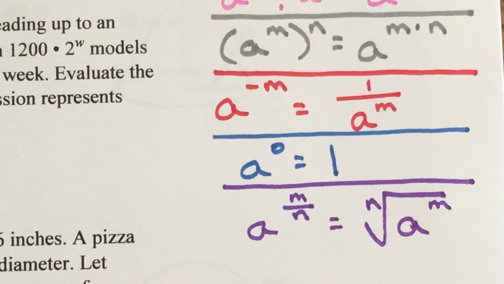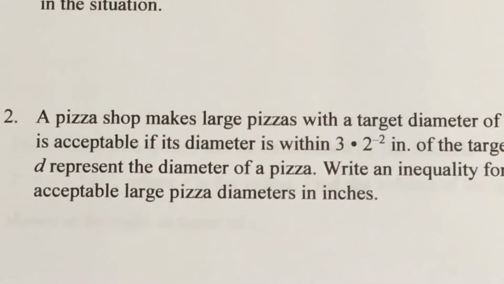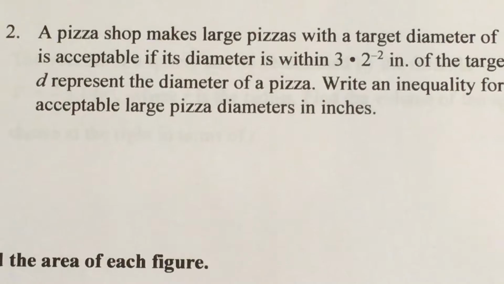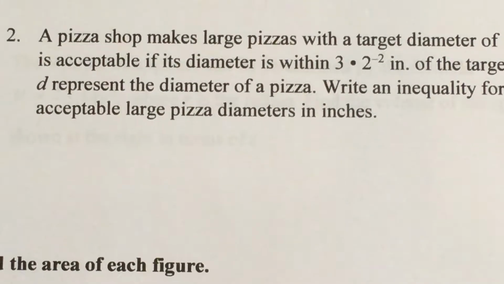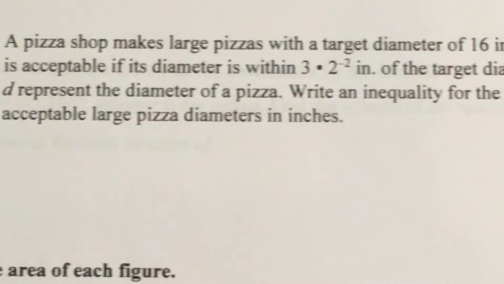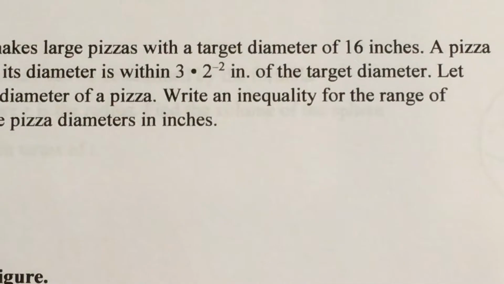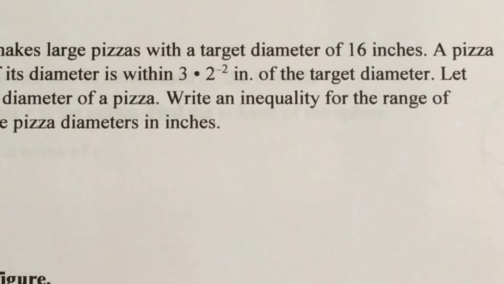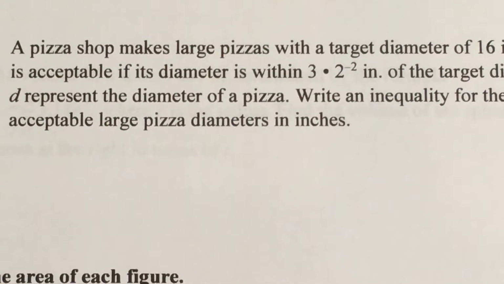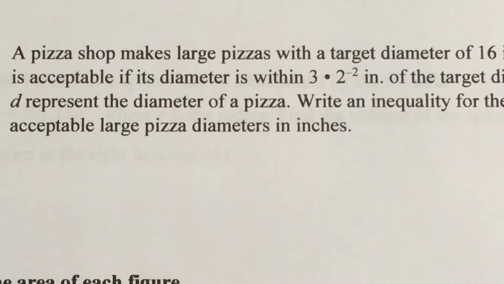Let's actually start on number 2. You will get to do number 1 on your own. I thought you would like it if we did number 2. So a pizza shop makes large pizzas with a target diameter of 16 inches. That's a good sized pizza. A pizza is acceptable. So I guess they're making these by hand, like you see in the movies where they throw the dough up in the air.